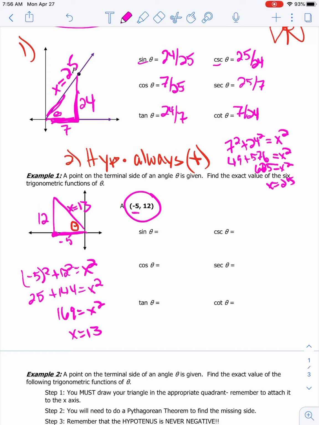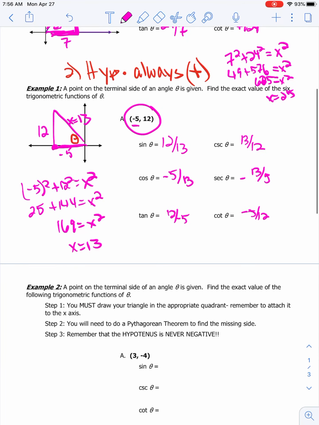Okay, so I'm going to start with cosine. Negative 5 over 13. Just to change things up. The negative should go either out in front or on top, but never leave it with the bottom number if the bottom one is the negative one. Sine is 12 over 13. Cosecant is 13 over 12. The tangent is 12 over negative 5. Cotangent is negative 5 over 12.